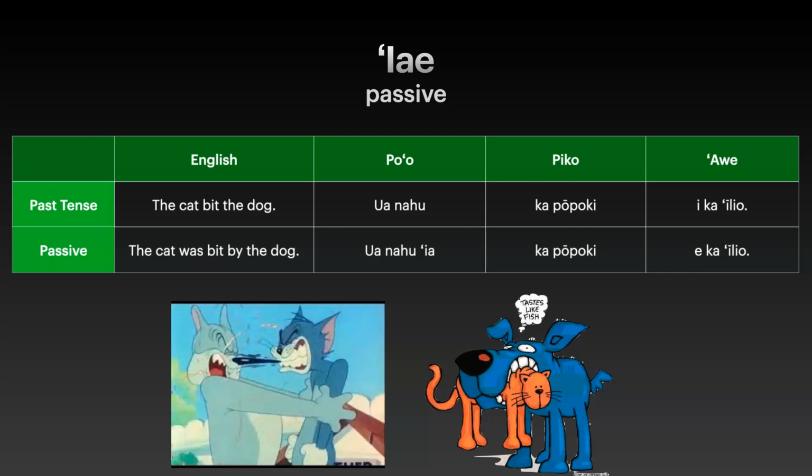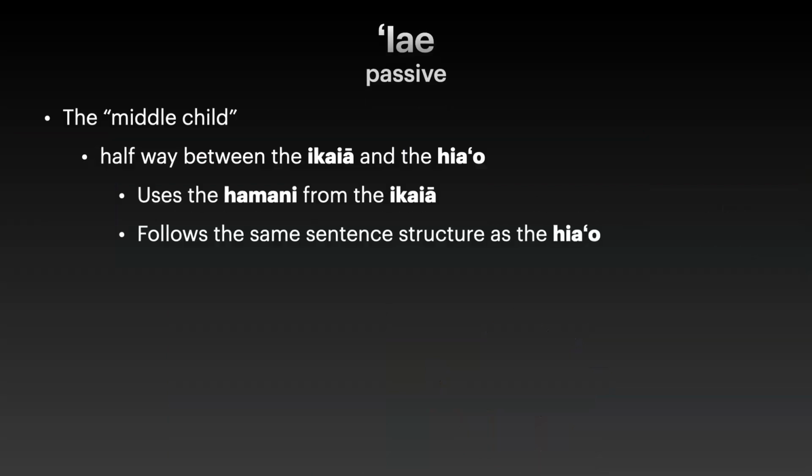Okay, so that's the biggest difference. You can think too of this ʻIae as kind of like the middle child. It's halfway between an ʻIkaiā and a hia'o. Because we use a hamani from the ʻIkaiā, the hamani is going to stay the same, but the structure is going to follow the hia'o. So it has a bit of both.